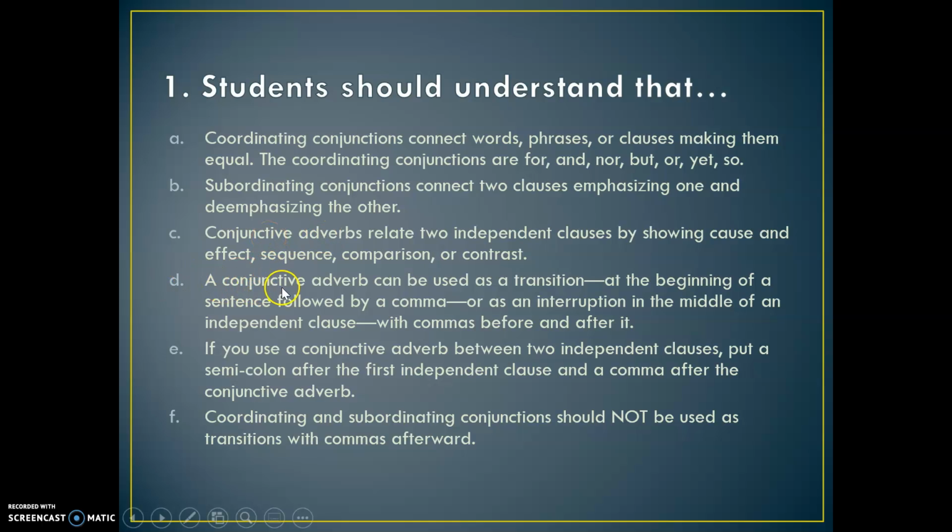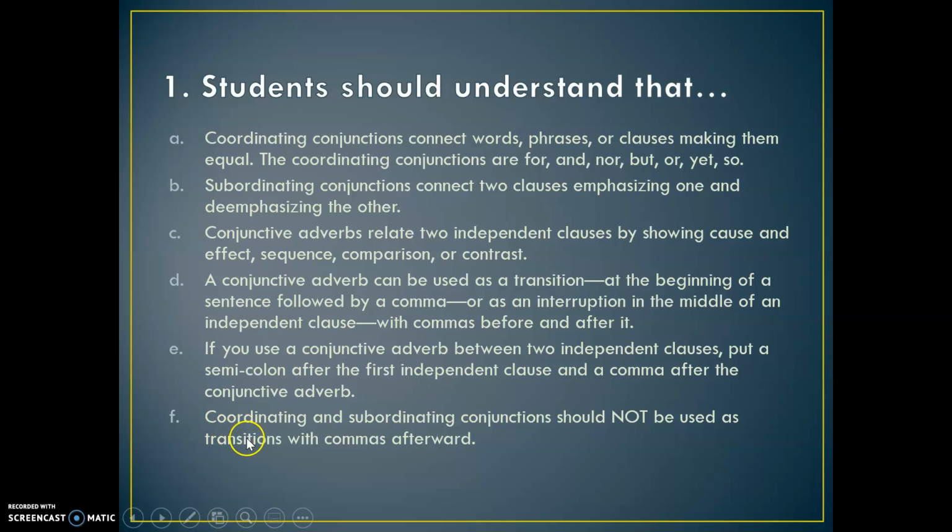So letter D talks about how conjunctive adverbs can be used as transitions. So you might see them at the beginning of a sentence, followed by a comma. You might see them as an interruption in the middle of an independent clause with commas before and after them. You can also use a conjunctive adverb between two independent clauses by putting a semicolon after the first independent clause and a comma after the conjunctive adverb. In a couple of slides, I'll show you how that works with all three of these instances. So you'll be able to see how D and E kind of work in sentences.